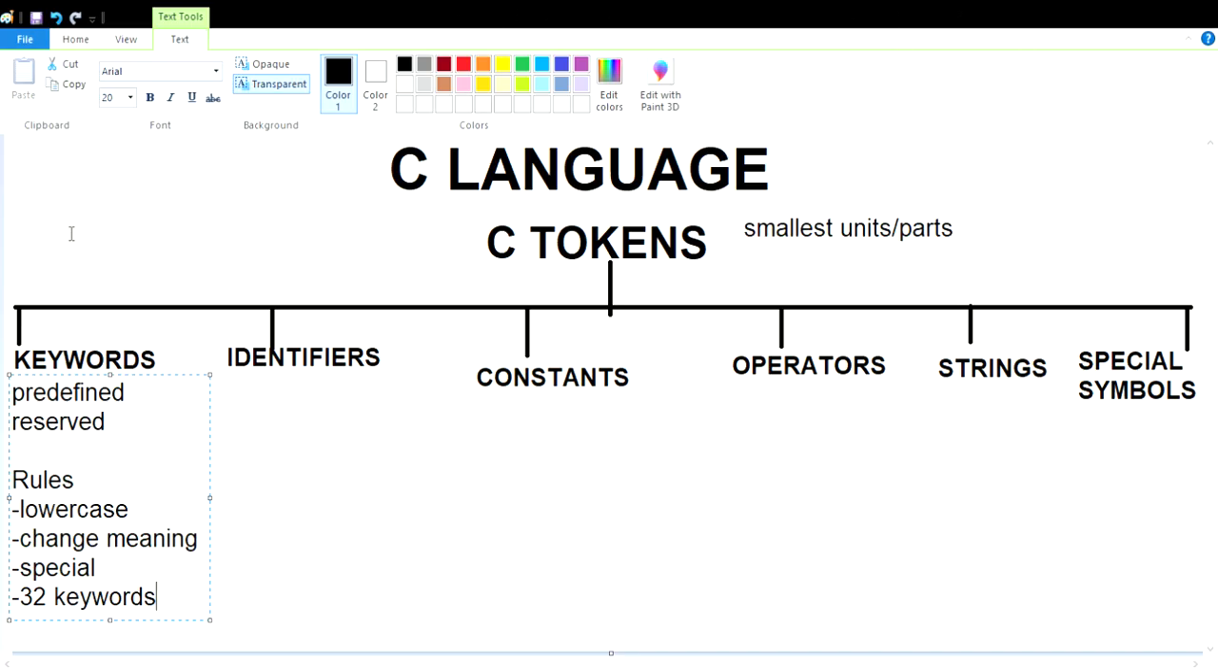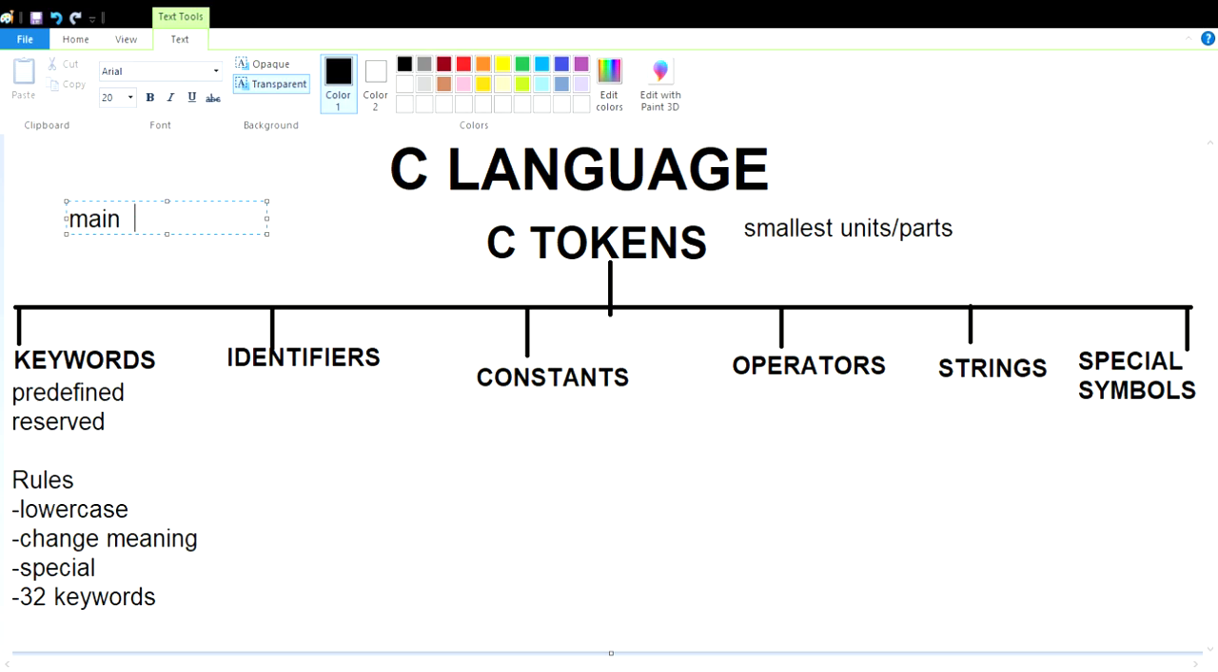So this is about the keywords. We should write only in lowercase. So this is lowercase, and this is uppercase. Every time we write keywords, we have to write them in lowercase, and we should not change the meaning. For example, if main is the keyword, we should not write it like money. We should not change the meaning while writing keywords. The keyword is main, so we have to write the same keyword as it is, main only.